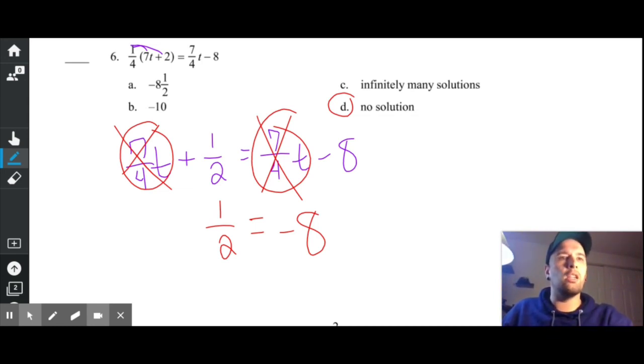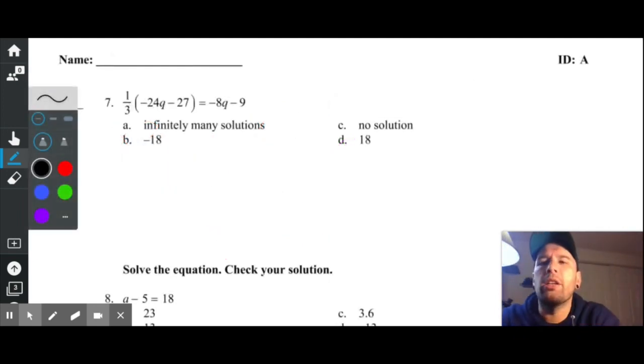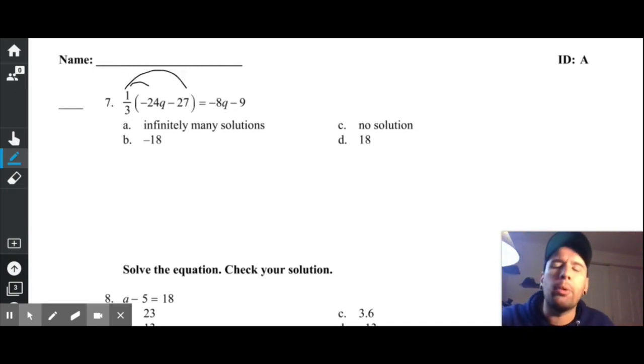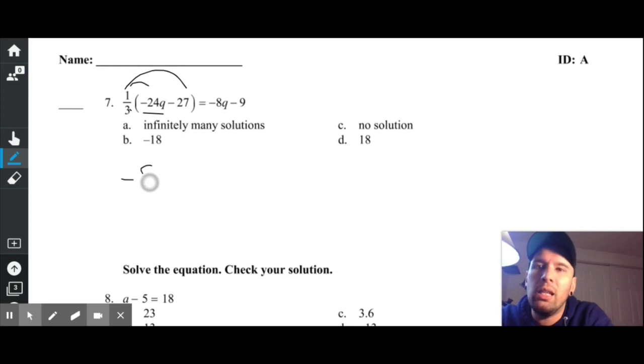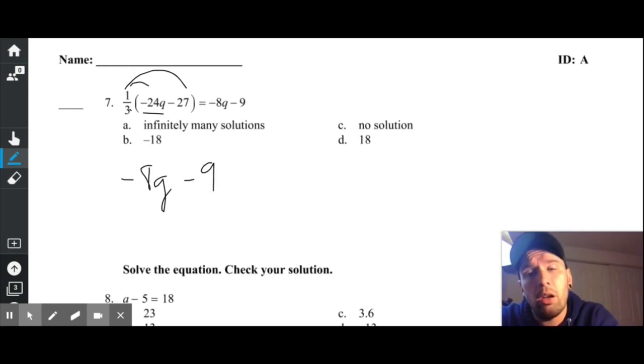Done this page. Dunzo. All right, third page. I'm going to start right off the bat like I did a problem not too long ago where I have distributed property immediately. 1/3 of negative 24q is going to be negative 8q. That's supposed to be a q. It looks like a g. I'm still getting the hang of this stylus thing. 1/3 times negative 27 is negative 9. That's the left side. And on the right side, I have negative 8q.